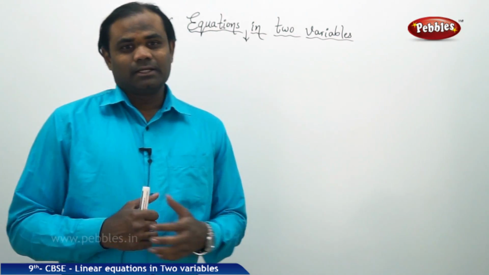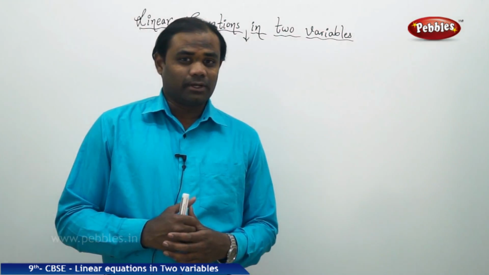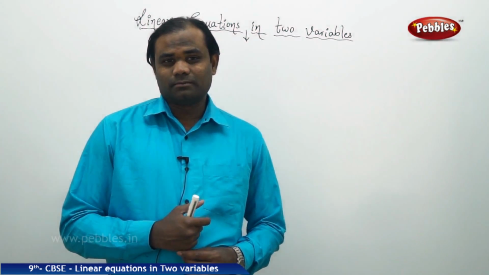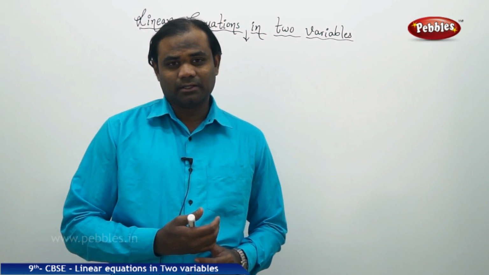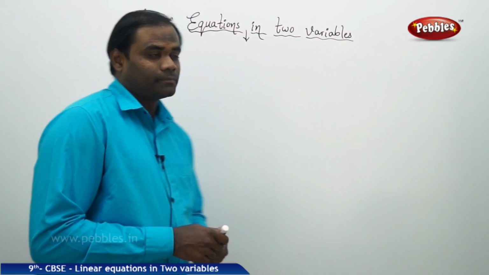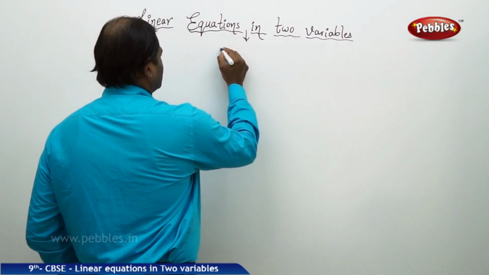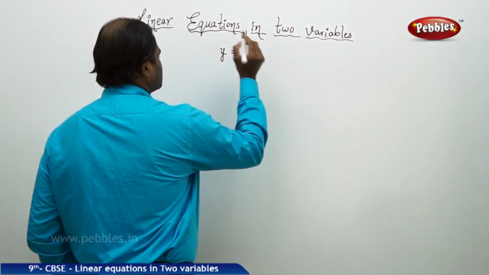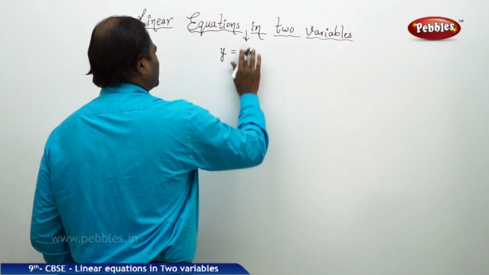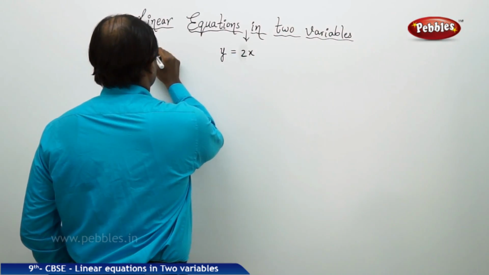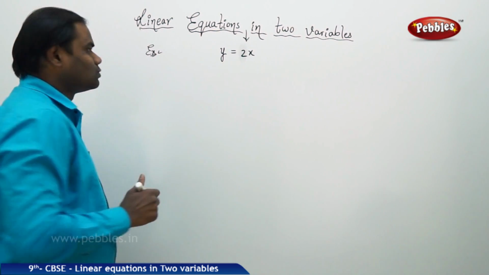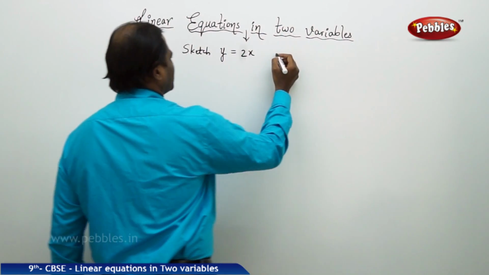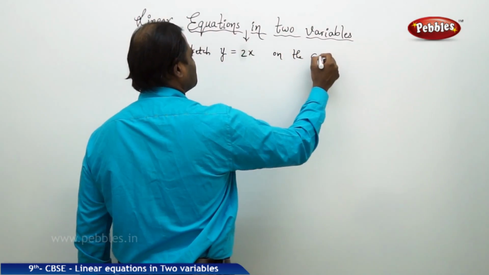Now that we have seen the linear polynomial y is equal to kx, which has its own graphical properties passing through the origin, let's see one example problem to understand the concept more strongly. Imagine I have a line y is equal to 2x, and my question here is to sketch y is equal to 2x on the Cartesian plane.